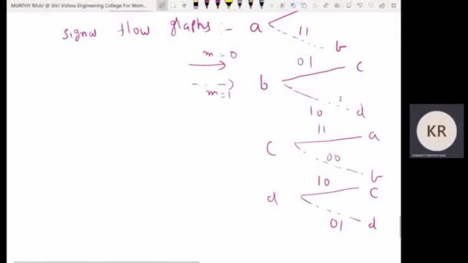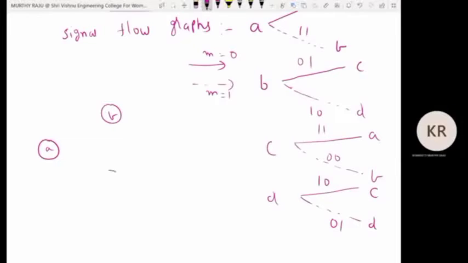By using these signal graphs, draw the state diagram. State diagram represents all possible states, and also some transitions are established among these states. This one is state A. This one is state B, state C, state D.